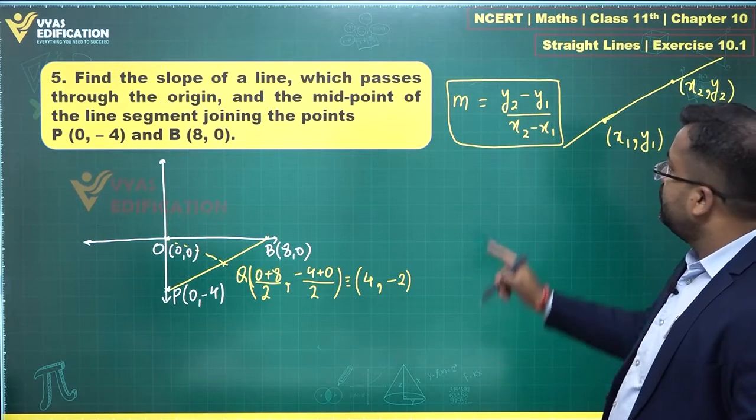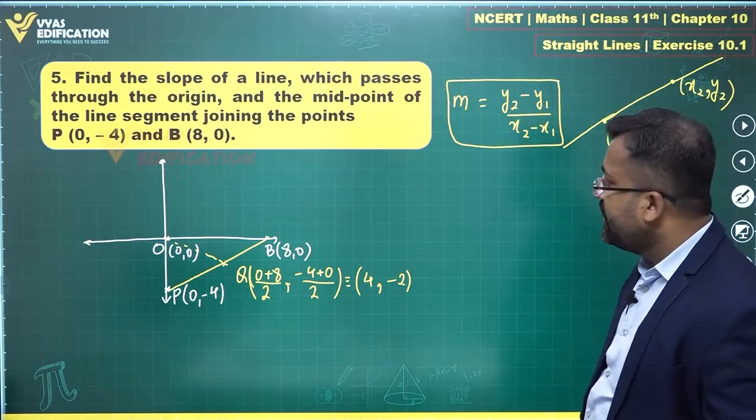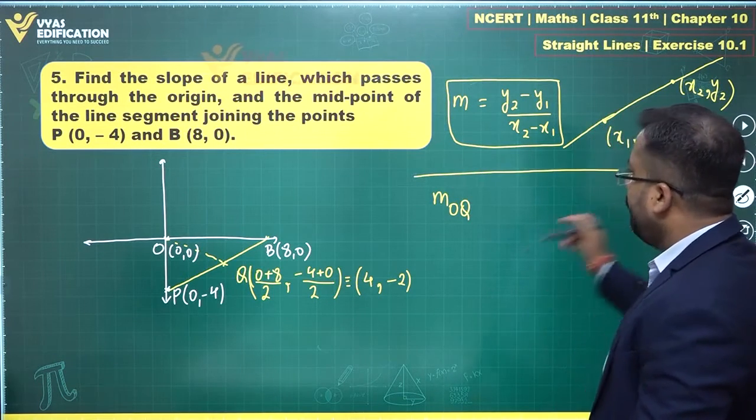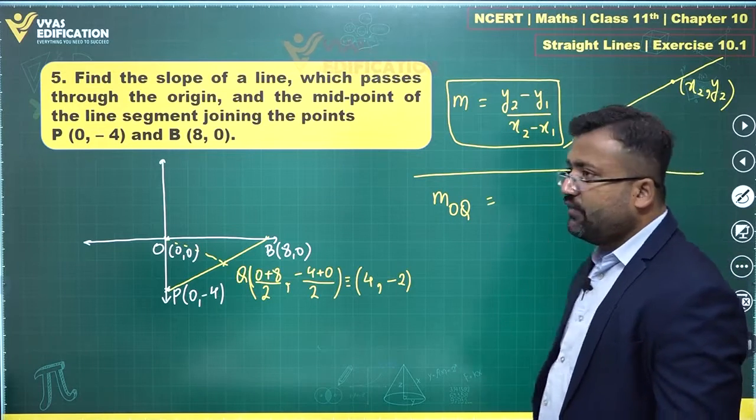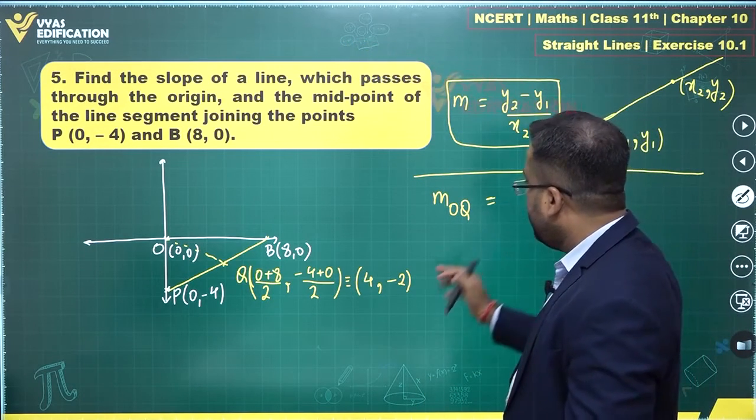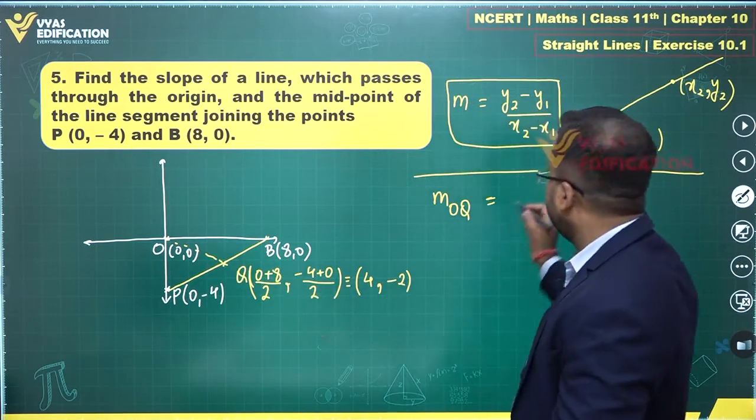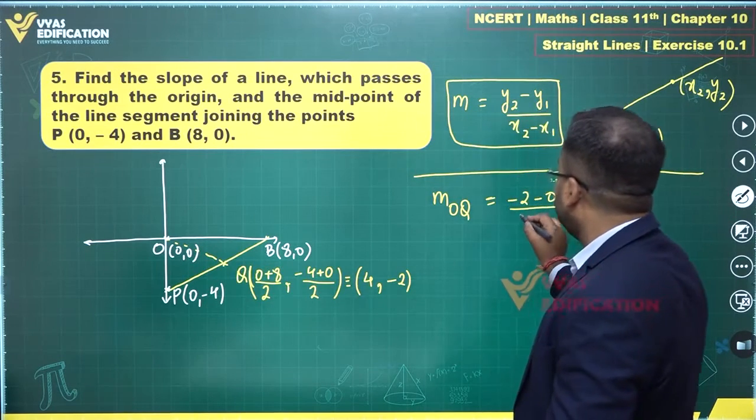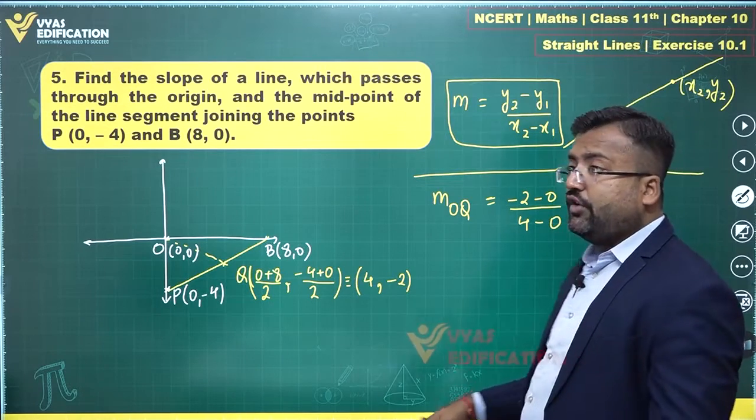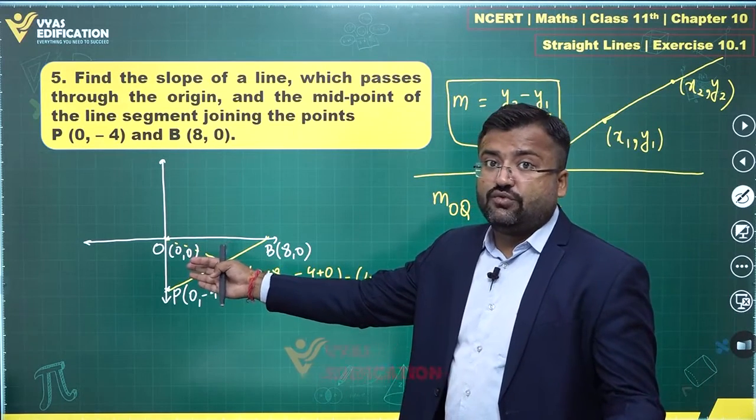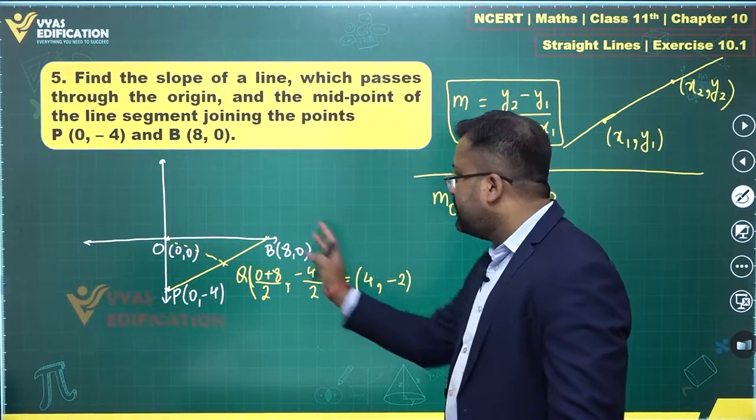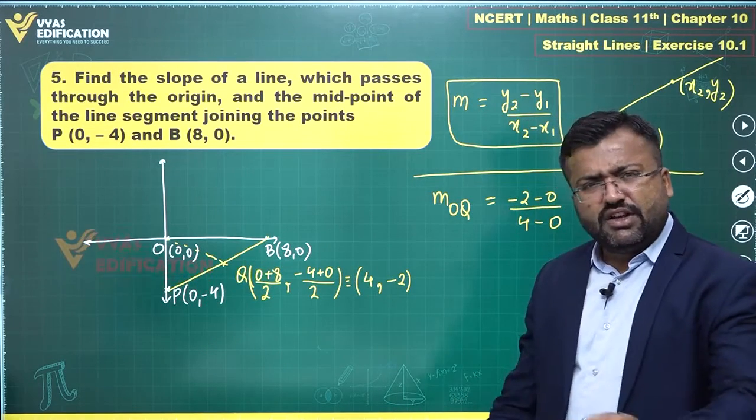If this is a line, then the slope is given by this formula. So the slope of OQ will be equal to what? For OQ, you will have y2 minus y1, which is minus 2 minus 0, and x2 minus x1, which is 4 minus 0. Oh, we could have taken x2, y2 as this as well. In that case, you will have 0 minus (minus 2) and 0 minus 4. That will give you the same result, right?